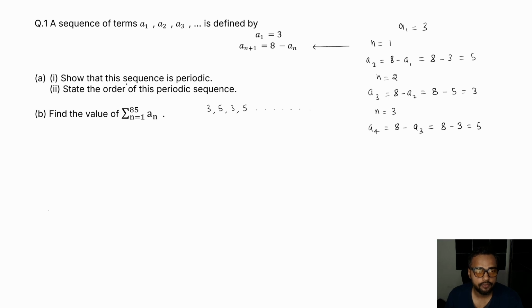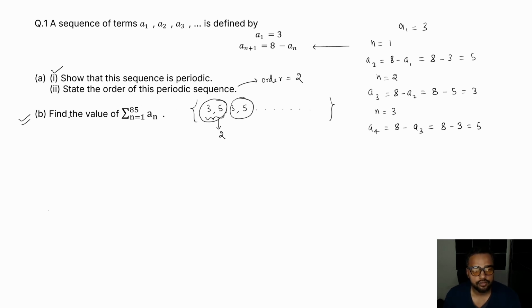Now the first part was to show that the sequence is periodic, and we can see here that the sequence is periodic. And what is the order of this periodic sequence? You can analyze it here that after every 2 terms, the terms are getting repeated. So the order of this periodic sequence will be, student, 2. So we have got the order of this periodic sequence.